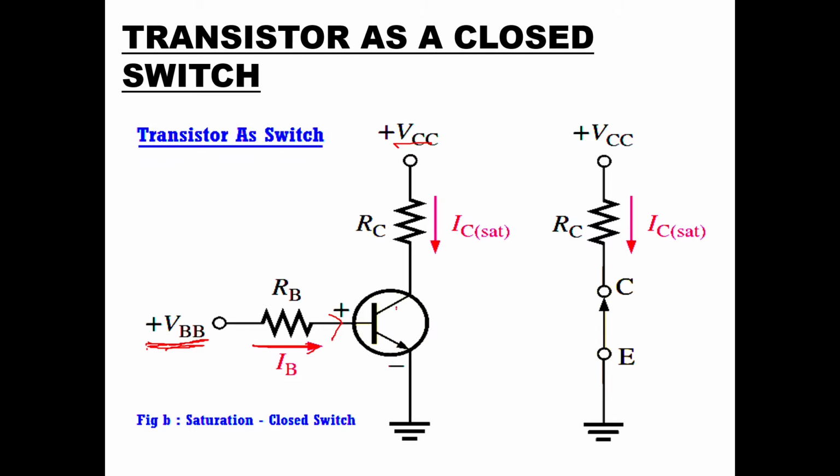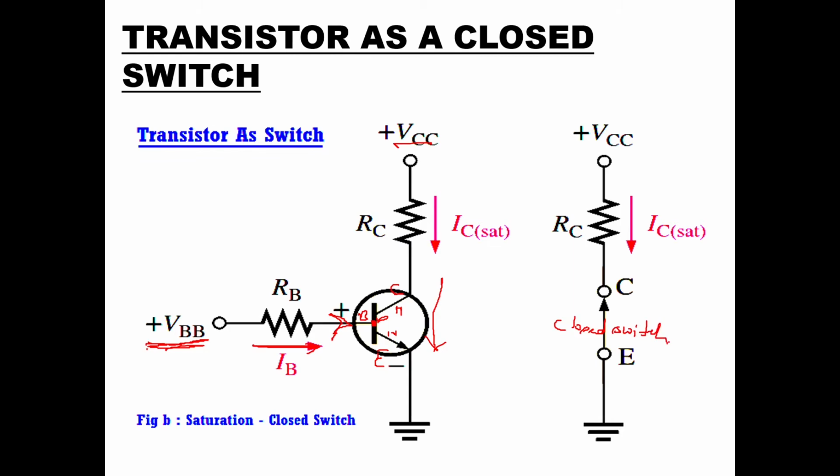This is an NPN transistor. This is your base, this is your collector, and this is your emitter. Okay, when the base current flows here, it is going to drive the base emitter junction into forward bias, and the transistor will start conducting because collector current starts flowing in this direction. That means it is a closed circuit here. So here it is shown like a closed switch. If you see the equivalent diagram, it is shown as a closed switch.